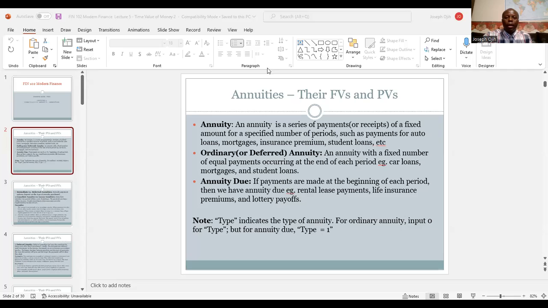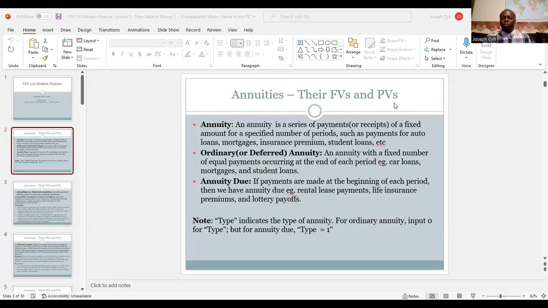Tonight, our topic of discussion will be annuities. We'll be looking at their future values and their present values. In my previous lecture, I explained what future values and present values are and how to calculate them. We did it for other kinds of investments, but this time we are focused on annuities, which is a very, very important type of investment.